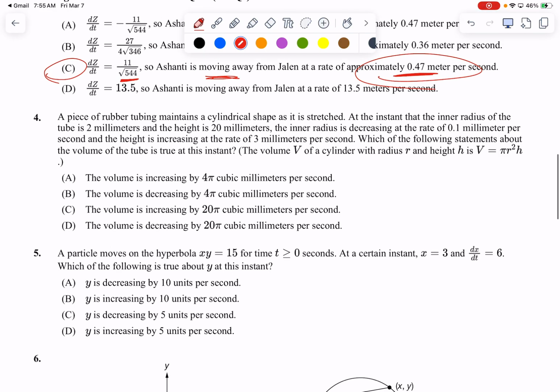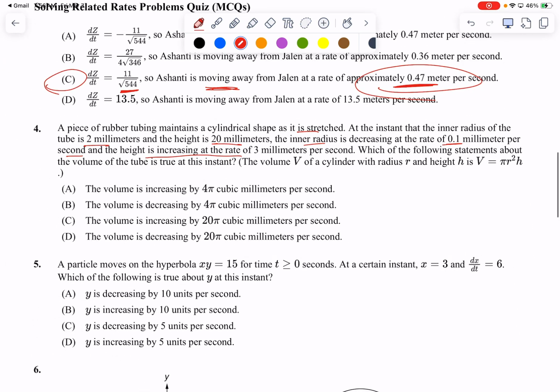It's a piece of rubber tubing. At the instant, the radius is 2 millimeters and the height is 20 millimeters. The inner radius is decreasing at a rate of 0.1 millimeters per second, and the height is increasing at 3 millimeters per second. Oh, this one's not as bad. This one's way easier. Which of the following statements about the volume of the tube is true at that instant? So this is just a simple related rate one that we're used to. And they give you everything.